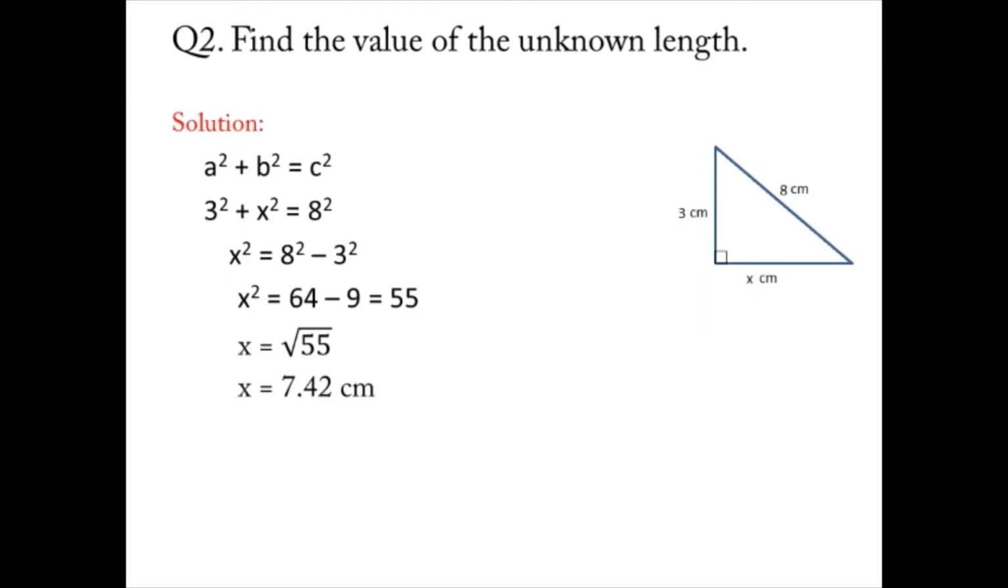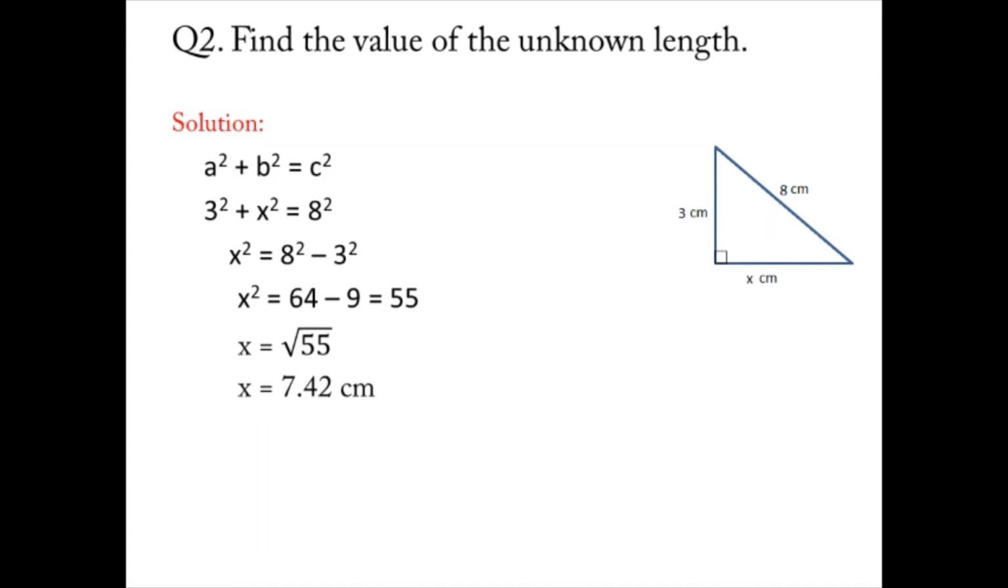Find the value of the unknown length. Look here. The hypotenuse is given as 8 centimeter. One side is 3 centimeter. What is the other side? We have to find the other side. Should this one be less than 8 or more than 8? It should be less than 8 because 8 is the longest side. So the unknown, which we have to find, should be smaller than that.